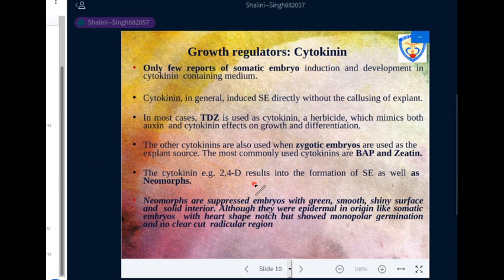Cytokinins also result in the formation of somatic embryos as well as neomorphs. Neomorphs are suppressed embryos with a green, smooth, shiny surface and solid interior, although they were epidermal in origin like somatic embryos with a heart-shaped notch, but showed monopolar germination, and there was no clear-cut reticular region in them.